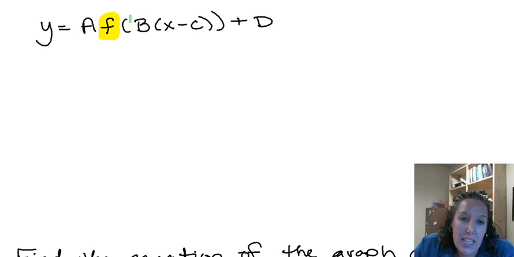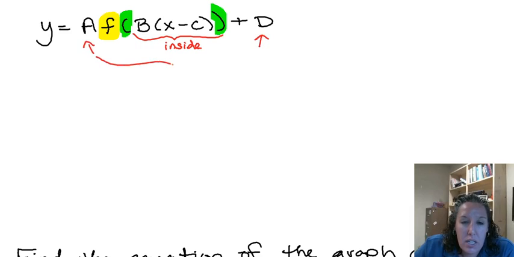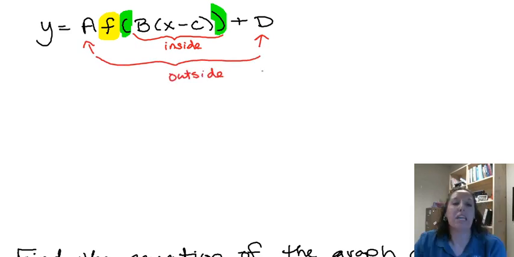What is inside those parentheses around that function, I'm going to call that part the inside of the function. That means that's on the inside of the square, the inside of the parentheses, the inside of the absolute value. Anything on the outside is going to be on the outside of the square root, the outside of the parentheses, and so forth.